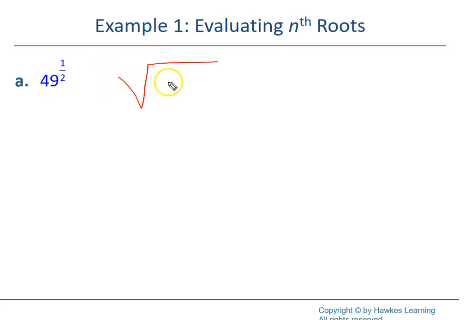Now remember, this is going to be 49 here as part of the radicand. Our exponent in the numerator is a 1. We don't usually write that. But now the denominator of our exponent is our index number, and we don't write that either. So anything to the 1/2 power is actually the square root of that, and of course this is a 7.